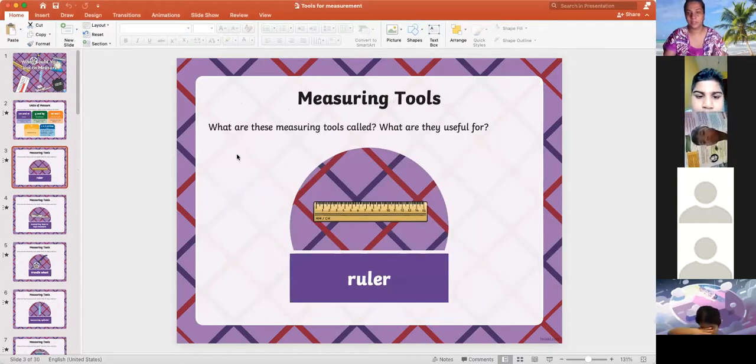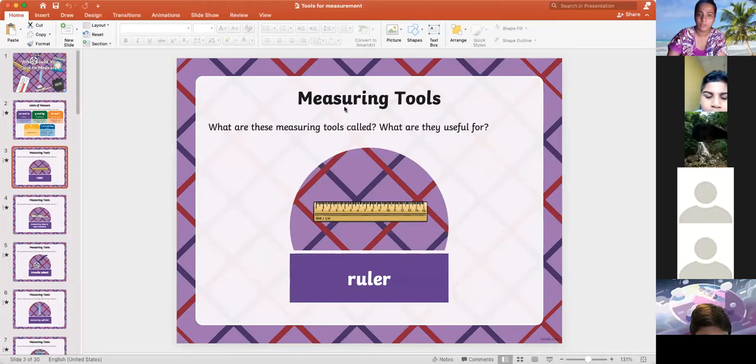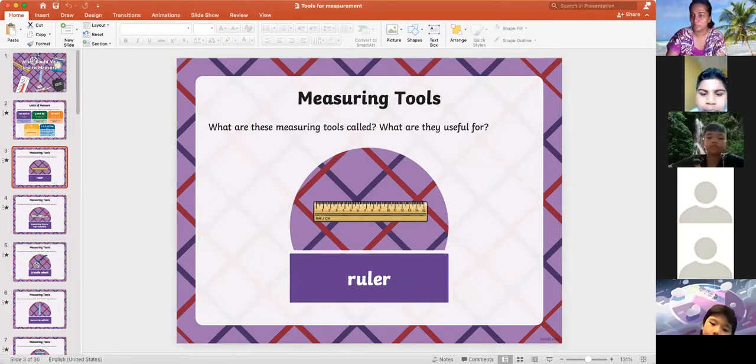Okay. These are your tools. We start with the simplest, the ruler. The ruler helps you to measure what? Kilogram, gram, volume of liquid, or length? What does it help you to measure? Length, yes, that's right. You can put into your chat function. I'm also looking into that, okay? Whatever question I'm asking, you reply in the chat.